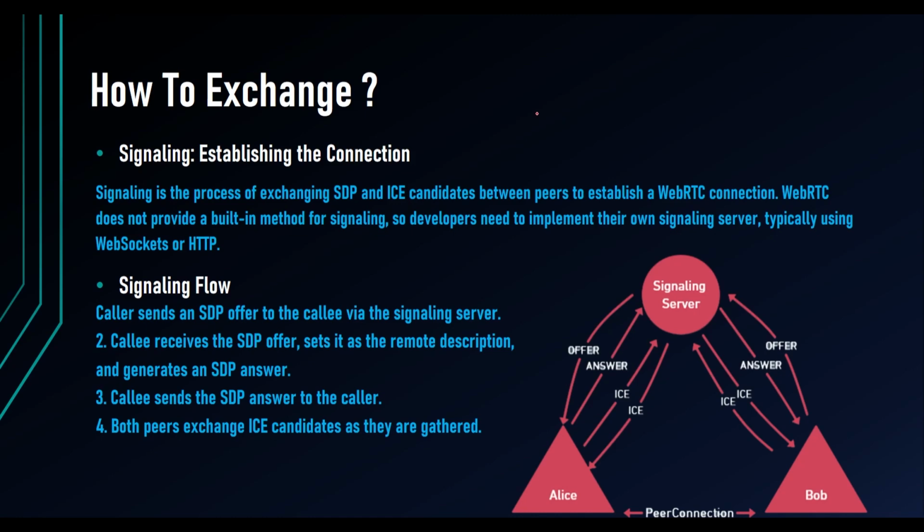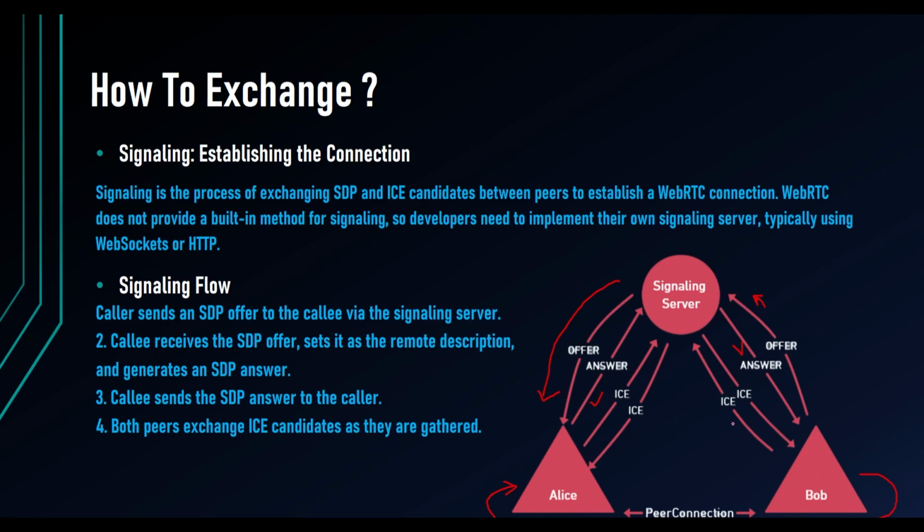And let's move to the second question, how to exchange. As I said before, you basically need a way or a path to exchange this data between two peers. You can use a socket or HTTP server, it doesn't matter at all. All you have to do is exchange this data between two clients. For example, if Bob wants to create a call to Alice, he has to send an offer to the signaling server. So the signaling server knows who to forward this packet to, and it will forward this packet to Alice. Alice will get the offer, set it as the remote description, and generate her own answer. The answer is going to be sent to the signaling server and it will be received by Bob.